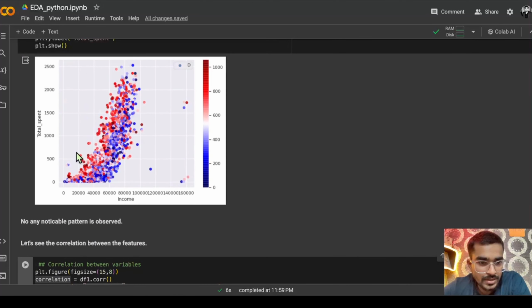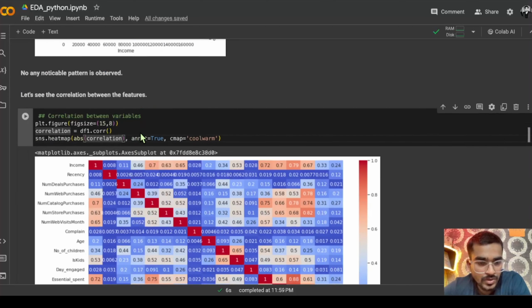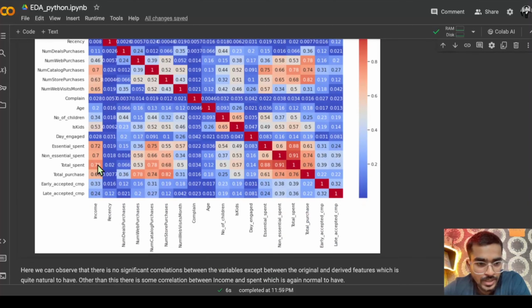By looking at the graph, you can see that there is a correlation between them, but how much they are correlated, the heat map will give you the value 0.7. That means there is a lot of correlation between them. Again, you can see the total spent and the non-essential spent are highly correlated. Why? Because total spent is the sum of essential and non-essential spent. So it is a derived feature, which is why it has a high correlation.